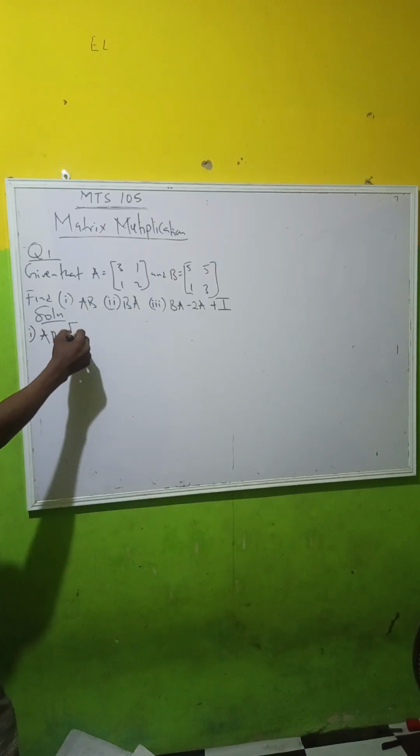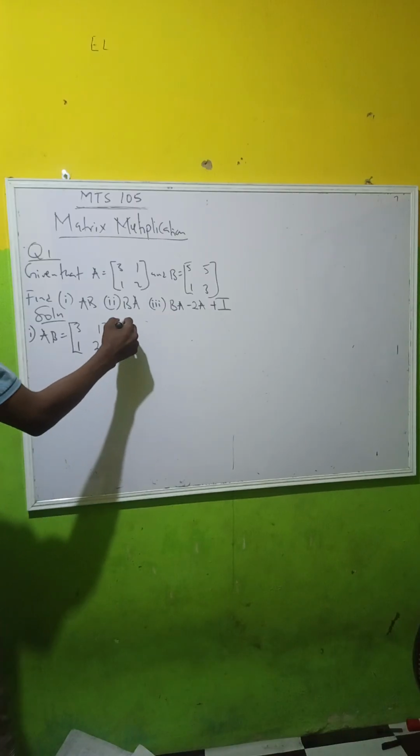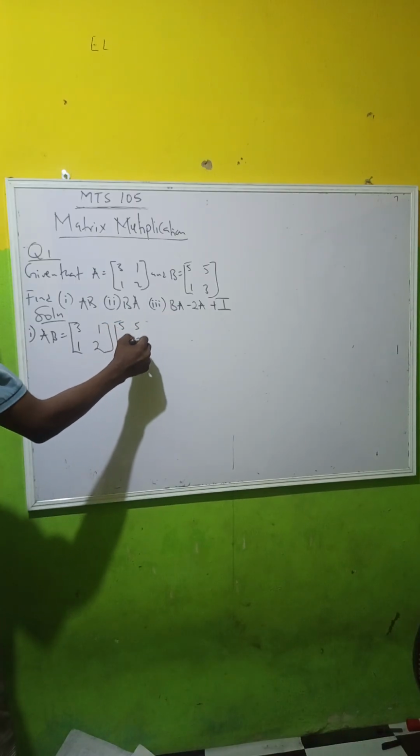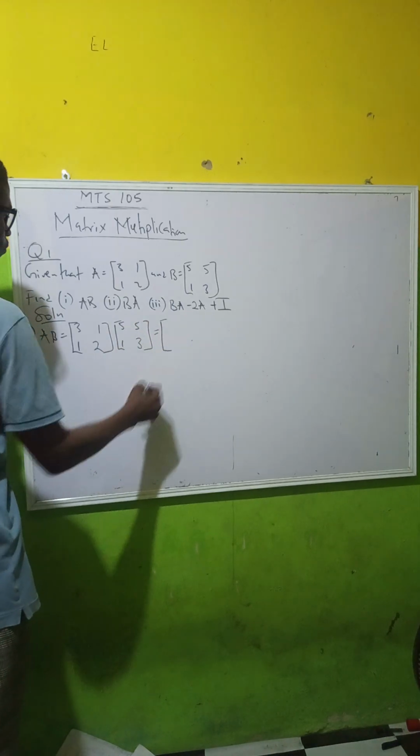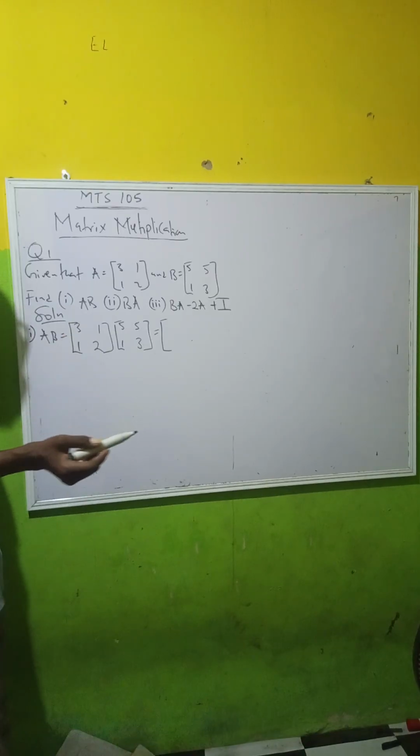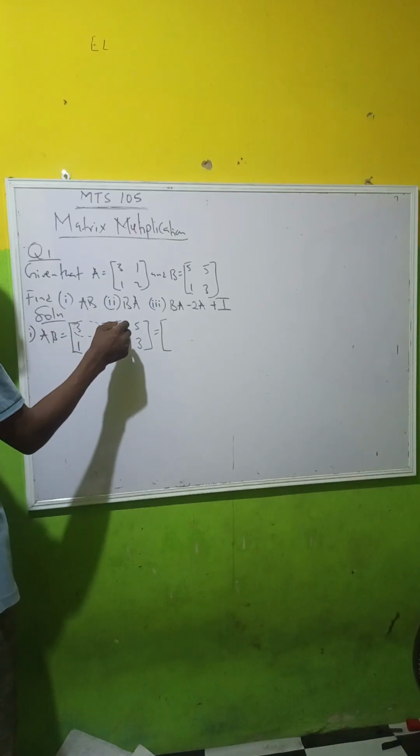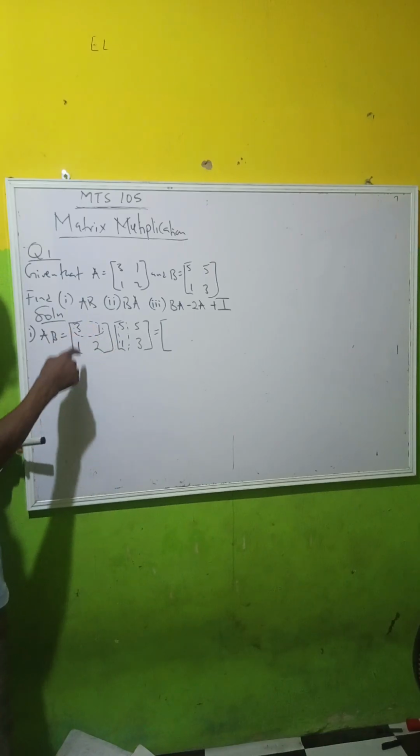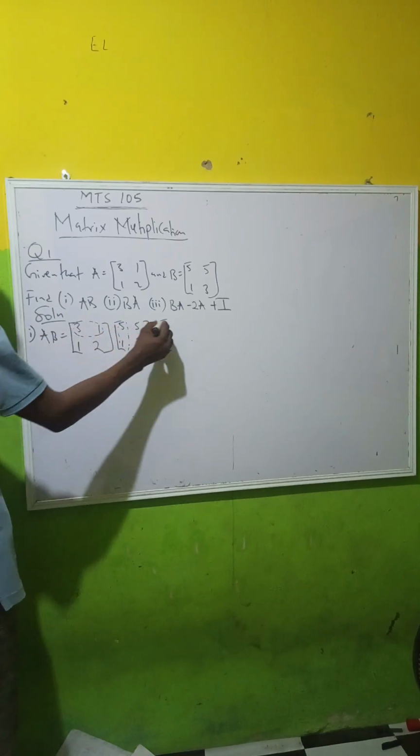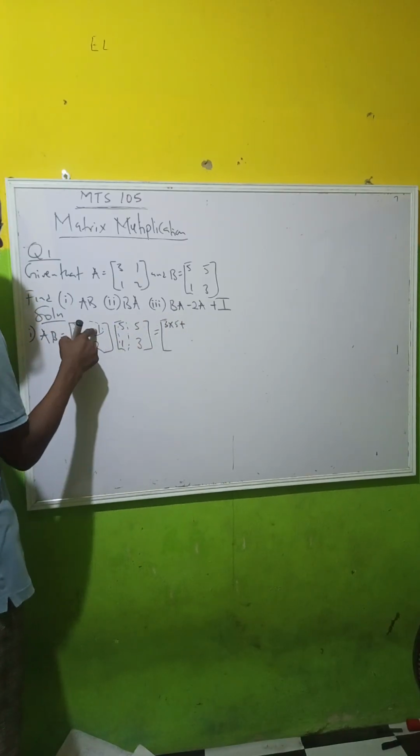What's A? Our A is 3, 1, 1, 2. Then our B is what? 5, 1, 5, 3. Right? So let's solve it. Don't forget, row times column is the formula. What's the first row of this first matrix? This is the first row. What's the first column here? This is the first column. Yeah, let's start. This is the first row, this is the first column. What's the first element of this first matrix? 3. 3 times the first one here, 5, plus 1 times 1.